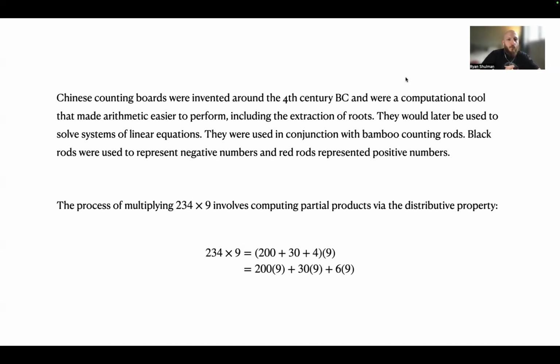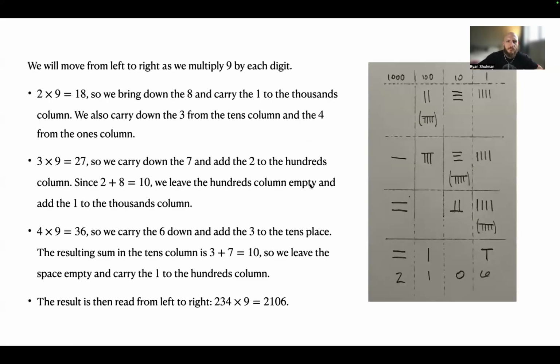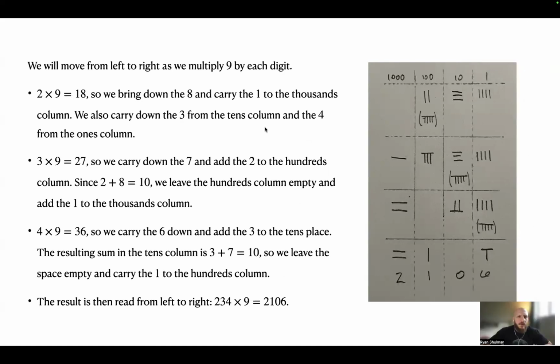And at least for the process of multiplying 234 by 9, doing this on a Chinese counting board just comes down to computing partial products via the distributive property and then adding those partial products. So this is going to be in our notation the breakdown of how we are going to use the counting board to solve 234 times 9. Okay, so let's just do it now.